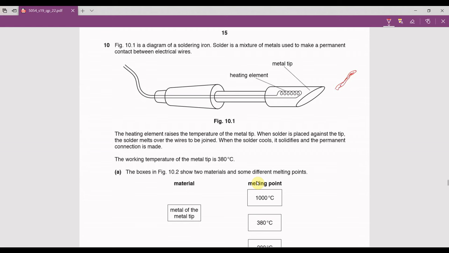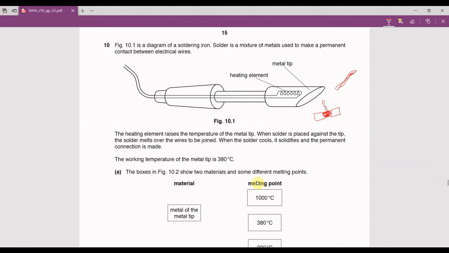So if I want to join this object with this object, what I'm going to do is bring the wire close to this heating element, touch it with a metal tip, and this wire is going to melt. And when it's going to melt, it's going to fill the space between the two objects, and then it's going to solidify again, and the two objects are going to be joined together. So that's what a soldering iron does.